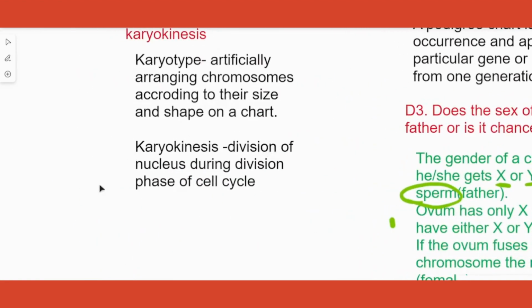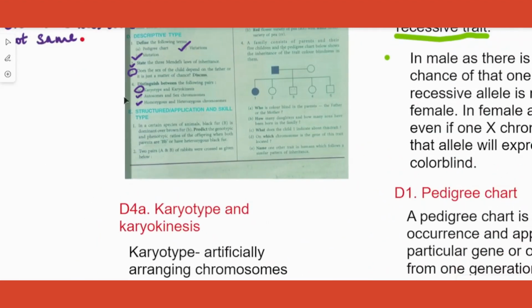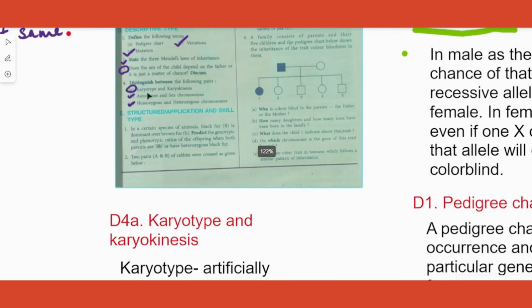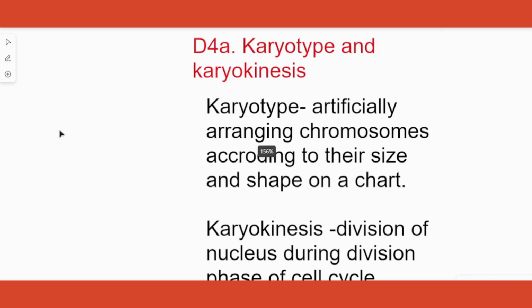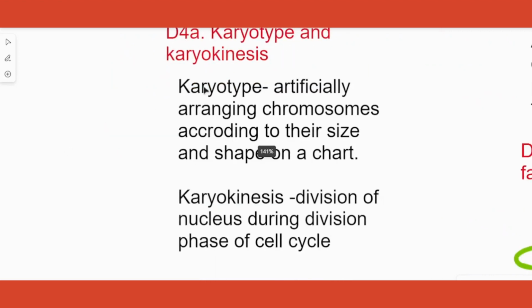All right, going back, there is one more question. Distinguish between autosomes and sex chromosomes are given; homozygous and heterozygous definitions are directly given in the textbook. So I'm not explaining. Karyotype and karyokinesis. This you would probably like to mark or write down in the book.